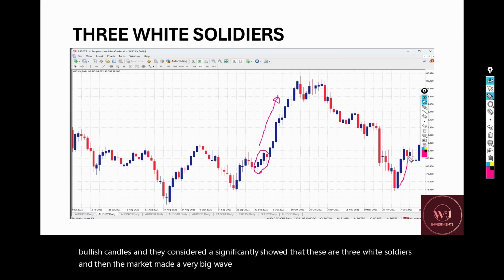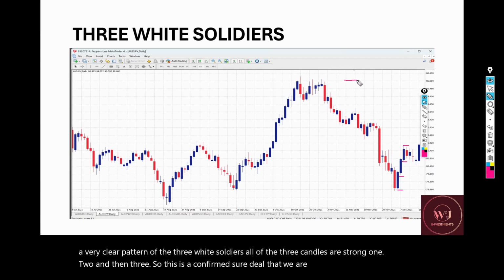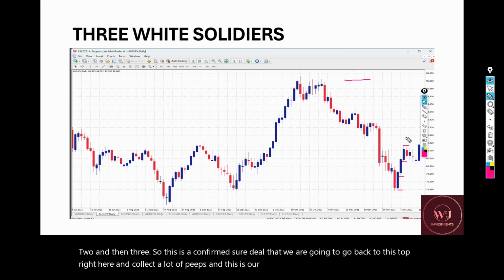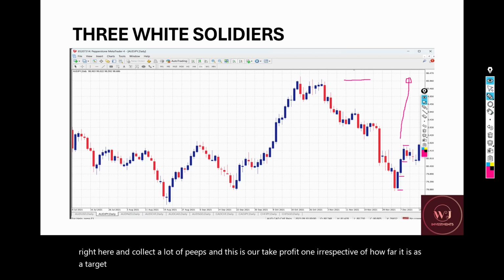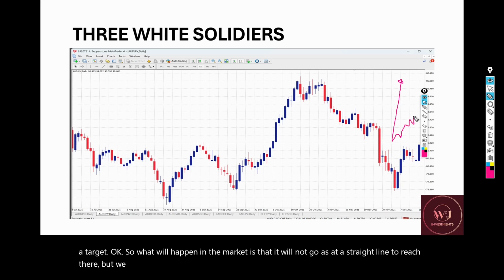So even right here, we can see that we have a very clear pattern of the 3 white soldiers. All of the 3 candles are strong, 1, 2, and then 3. So this is a confirmed sure deal that we are going to go back to this top right here and collect a lot of pips, and this is our take profit one, irrespective of how far it is as a target. Okay, so what will happen in the market is that it will not go in a straight line to reach there, but we expect a series of higher highs and then higher lows to reach our target. Okay, so patience is also key within the market.